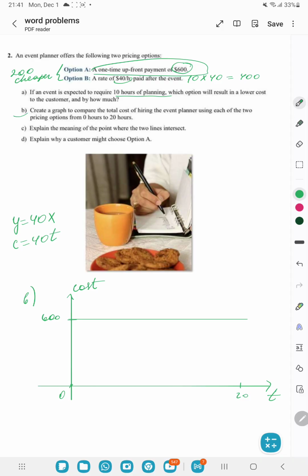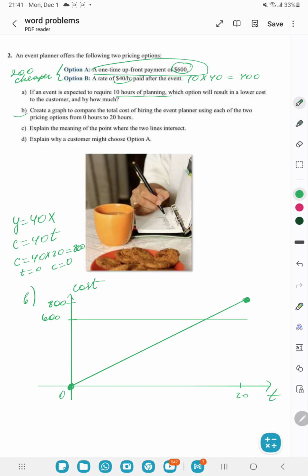So we can write y equals 40x, or we can just say cost equals 40 times the number of hours. If t is 20, c equals 40 times 20, which will be 800. It starts when t is 0. When t is 0, c is 40 times 0, which is 0. So it has a point here and a point here, between 20 and 800. So its graph will be like this.